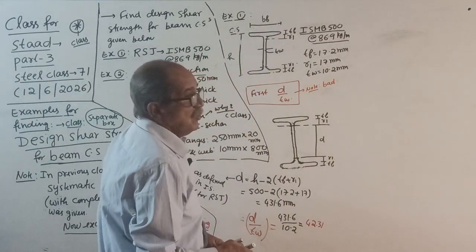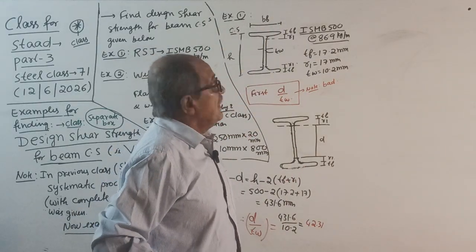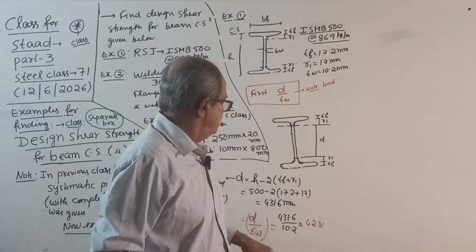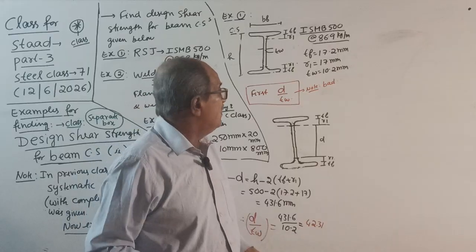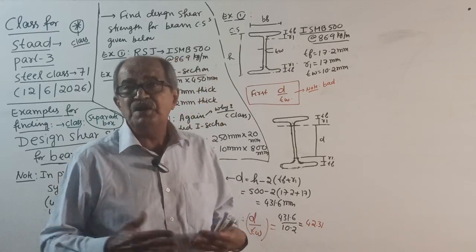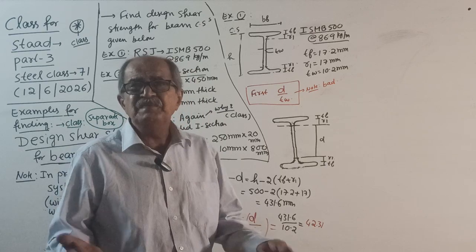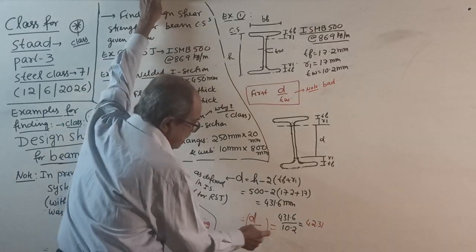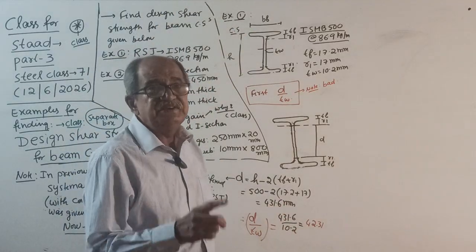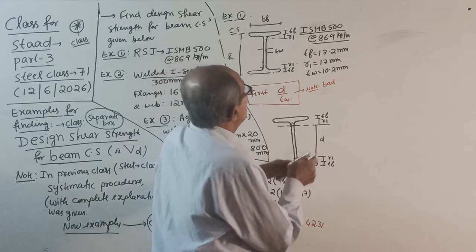42.31. Now you have to compare this D by TW. For those who are in the group, everything is known. Actually, I used to tell in the class, I am wasting time, but at least some information so that everything is clear. You have to compare this D by TW with 67 epsilon as per IS code.